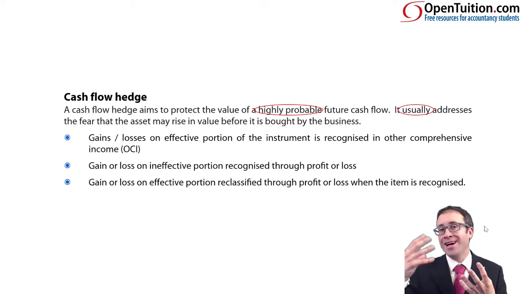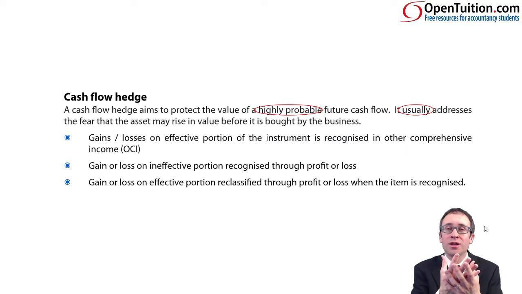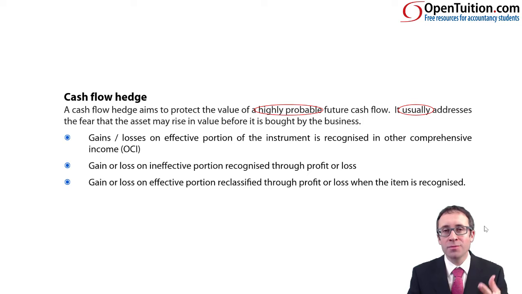There will therefore be that gain that's being stored up in OCI, and that gain is then recycled through to profit or loss that offsets the losses on the higher, more expensive purchase, and therefore hopefully nets it off to the price that had been agreed with our future.